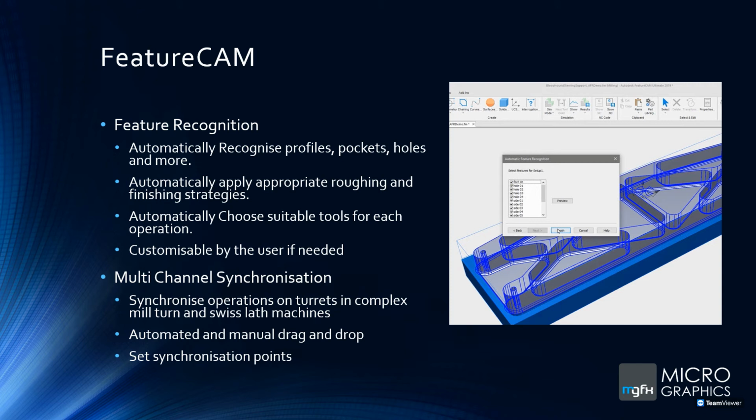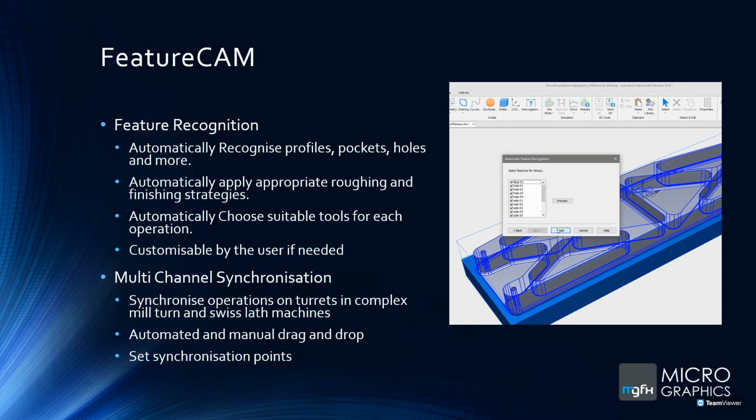So if we look at the image on the right-hand side here, it shows a list of recognized features that you can have operations applied to. So if we look at the list there, select features for setup 1. There's face 01, hole 01, all the way down to hole 4. And then multiple sides, side 1 down to side 5. And we can scroll down further on there.